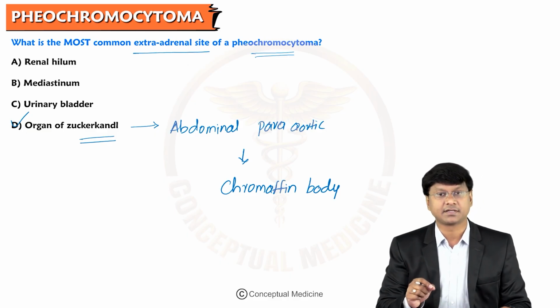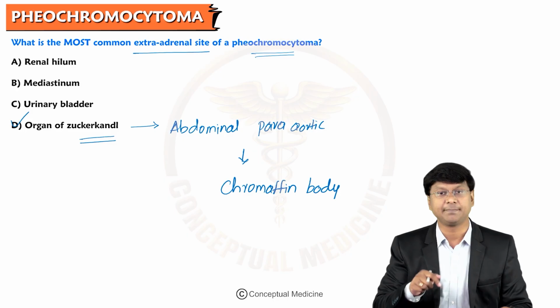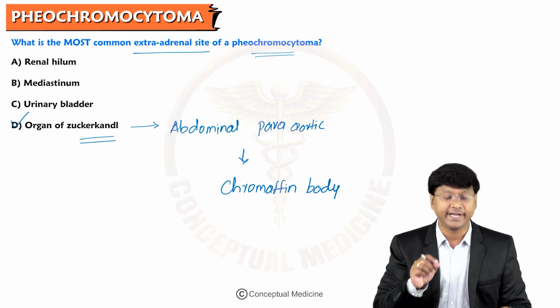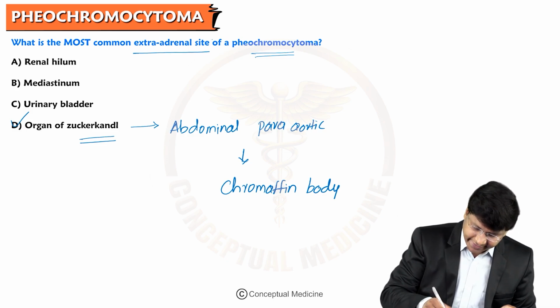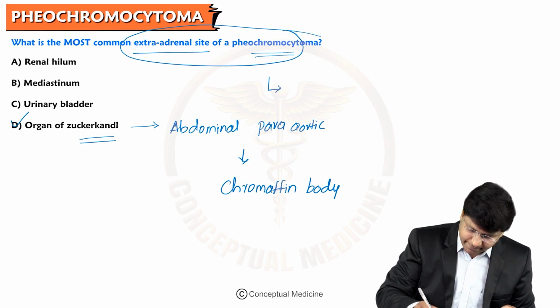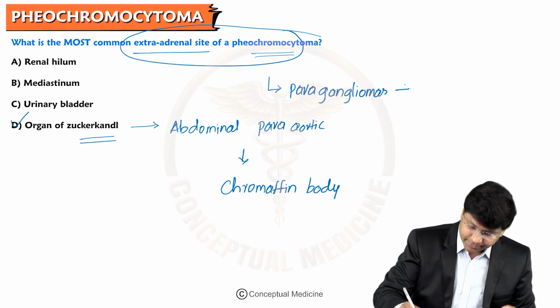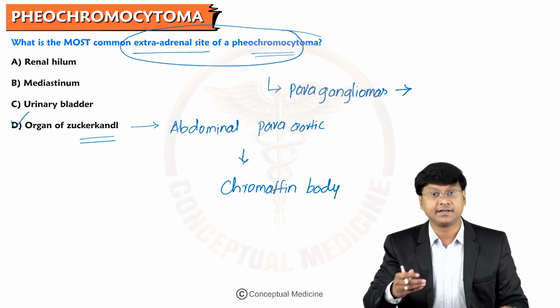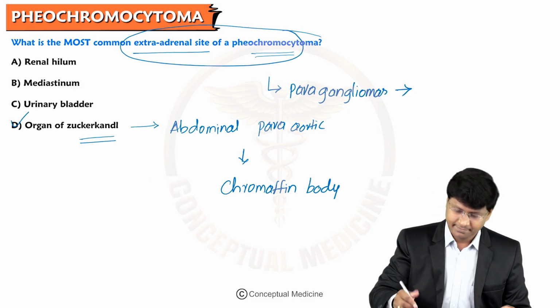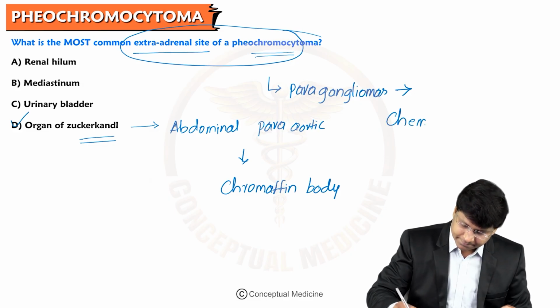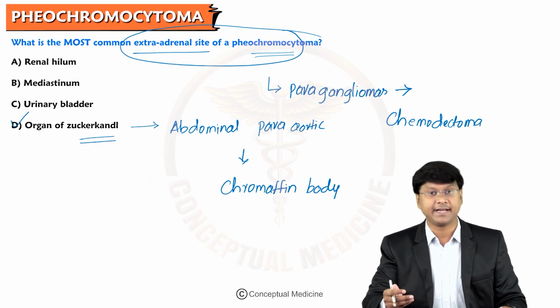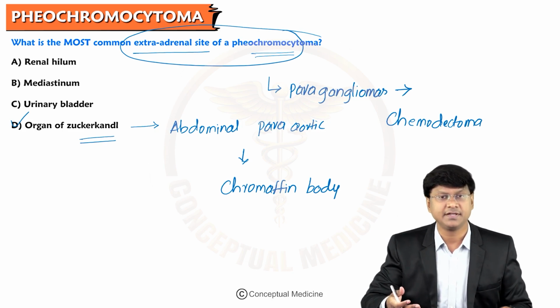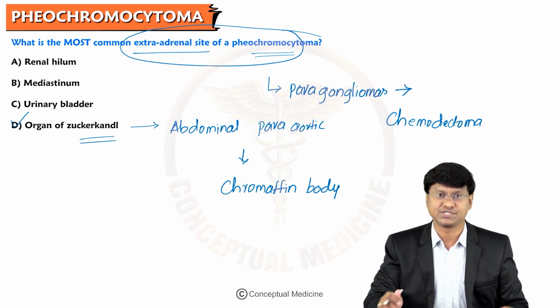And please remember another name which is given to these paragangliomas: they are chemodectomas. So these paragangliomas, the extra-adrenal pheochromocytomas we discussed, are also given the name chemodectoma. These paragangliomas predominantly secrete norepinephrine and they also produce dopamine as well.